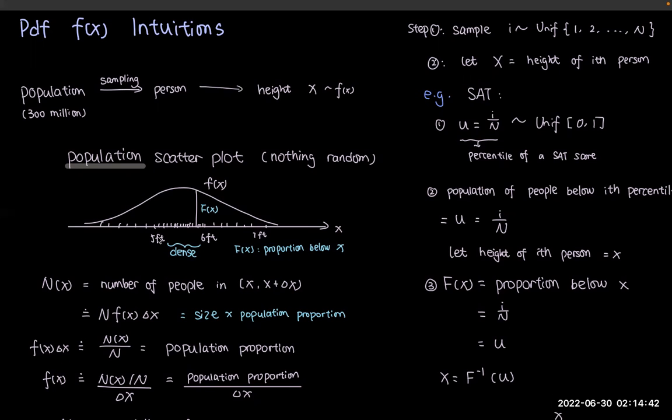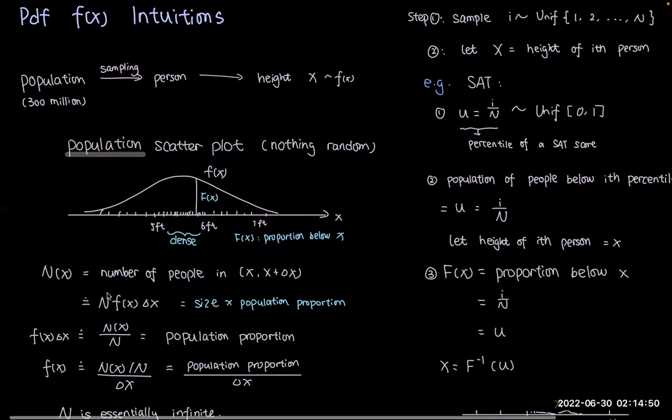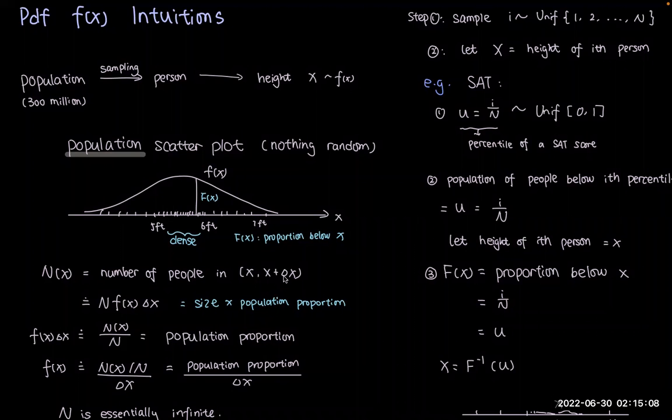Here there's nothing random. So what do we mean by this density? How can we make it more concrete? Well, you can let the total number N be 300 million, the total number of people in the population. And we let N of x be the number of people in this small bin, for example, from 6 feet to 6 feet 1 inch, if delta x is 1 inch. So we look at the number of people in this small bin. This is actually a slice of the population, right? All those people within 6 feet to 6 feet 1 inch, for example, are a slice of the population.